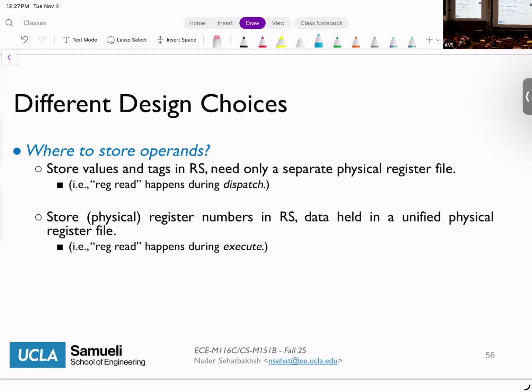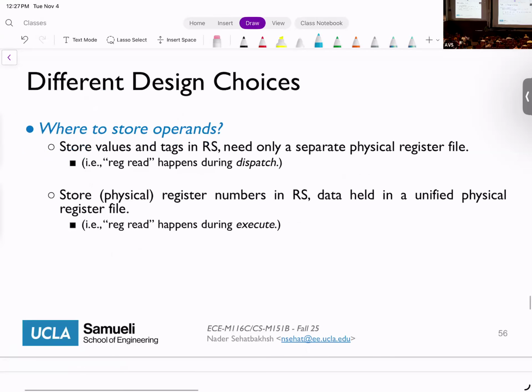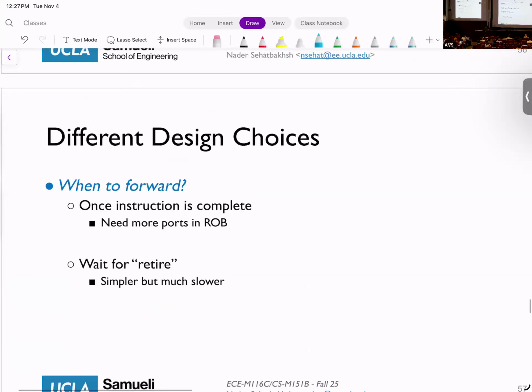So the two ways that we are doing this are the explicit read before issue and read after issue. If you want to store the values inside your reservation station, you can. But if you want to read the values after the instruction is issued, you can also do that. For that, you just need to store the tags or the names of the registers inside your reservation station. And we talked about the pros and cons of each of these approaches.